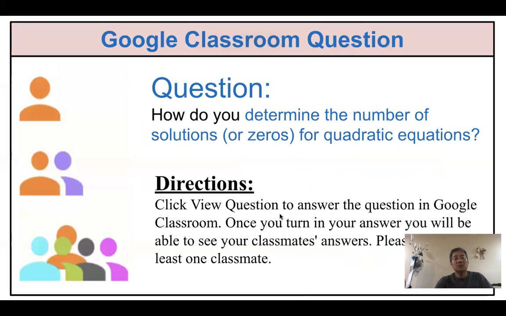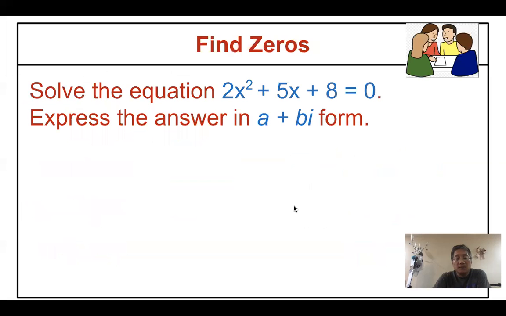Now, if you go to the Google Classroom, you can find a question. Can you answer it? After this, I want you to try this one. This is the a plus bi form, so imaginary solutions. So can you try this and then compare with the answer I give you? All right. Let's do it together.